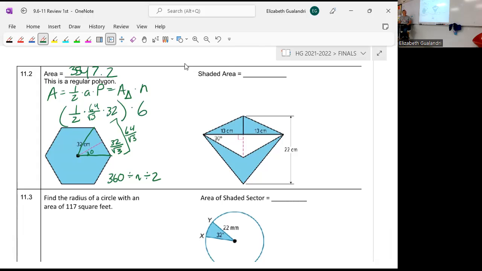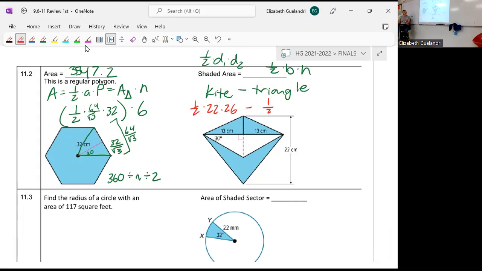Okay, last one for today. Area of the shaded region, you just need to figure out in this one that this is a kite minus a triangle. Your kite formula is 1/2 times diagonal 1 times diagonal 2. Your triangle formula is 1/2 times base times height. So for your kite, your 1/2, your diagonal 1 is 22 units long, and your diagonal 2 is 26 with the 13s together.